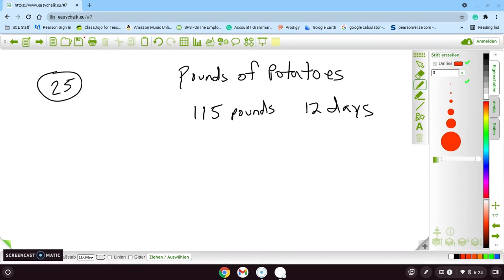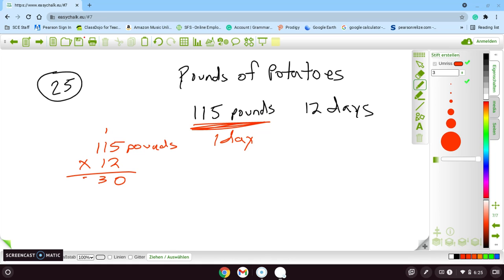Last one. A cook in a restaurant's planning her food order. She expects to use 115 pounds of potatoes each day for 12 days. How many pounds of potatoes will she order? All right, so we're getting 115 pounds for one day, and we need 12 days of them. Sounds like multiplication to me. So we're going to take 115 pounds times 12. 2 times 5 is 10. Regroup your 1. 2 times 1 is 2, plus 1 is 3. 2 times 1 is 2.